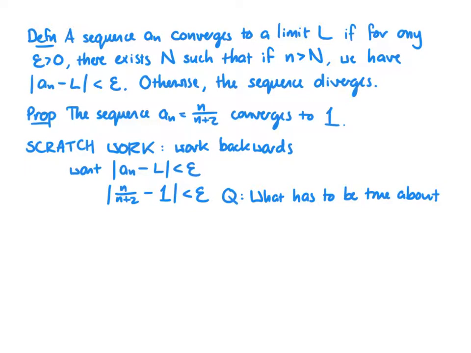Okay, so this is how we're working backwards: we have what we want to finish with, and then we ask ourselves, what has to be true about n to get here? I'm going to do a couple things. N over n plus 2, this fraction, is less than 1. So when I take the absolute value of this difference, what you get is the negative of what's inside. You actually get 1 minus n over n plus 2. So I'm just going to write that. We're assuming n starts at 1, so n over n plus 2 is always going to be positive.